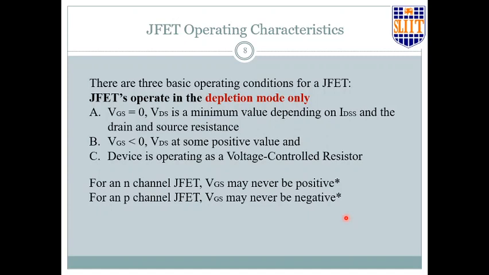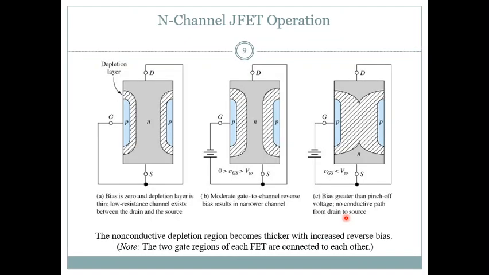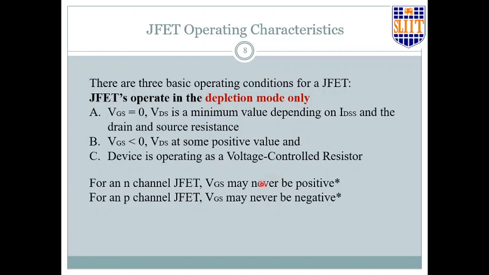Right, now what happens? For N channel, the gate source voltage can never be positive, right? Anything positive doesn't do anything useful to the channel, it will become a forward bias PN junction. And in the same way, for P channel, VGS can never be negative, right? Now let's look at how this operates.